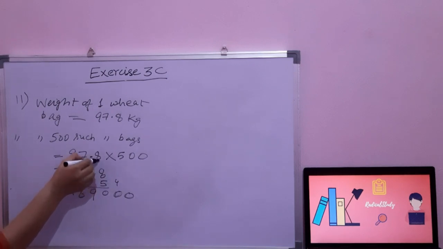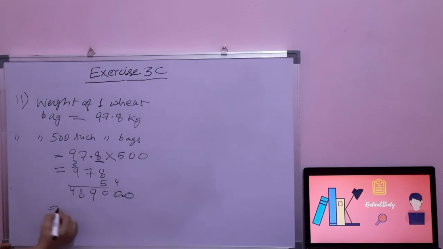नाउ एक नंबर पे डेसिमल पॉइंट है. देयर इज वन डेसिमल प्लेस, तो हमारा पॉइंट यहाँ आएगा. सो द आंसर विल बी 48900. दैट मीन्स 48,900 kg is the weight of 500 such bags.